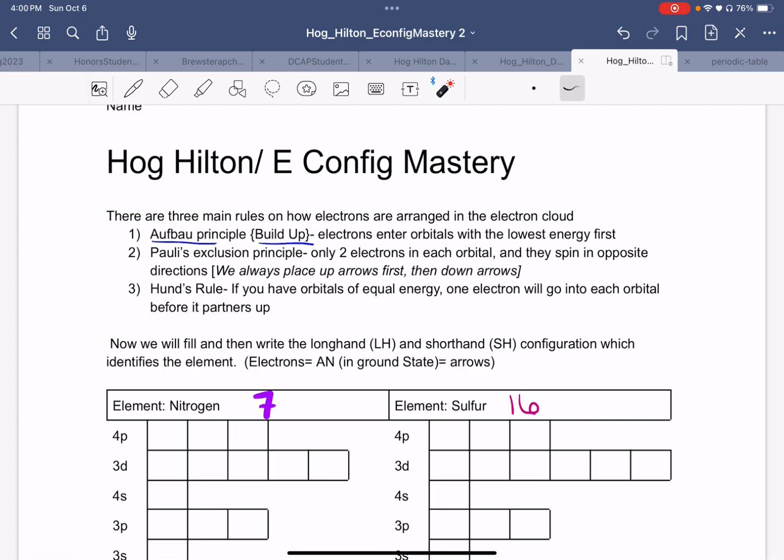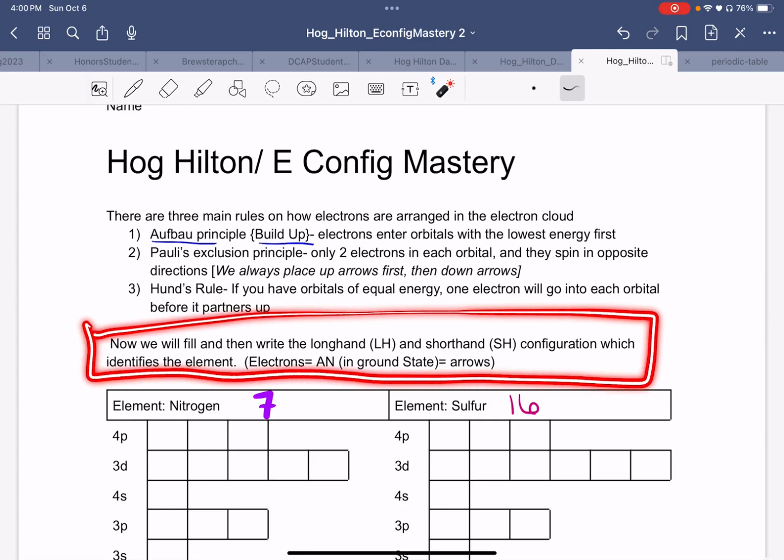The only difference on this one is we are now going to write out in longhand and shorthand the configurations for each element. We're going to focus strictly on being in the ground state. So we're going to work on a neutral atom. We will worry about charges later on after we've mastered ground state electron configuration.